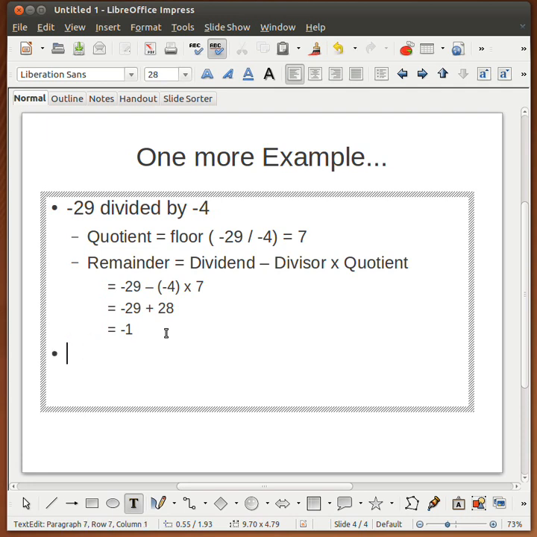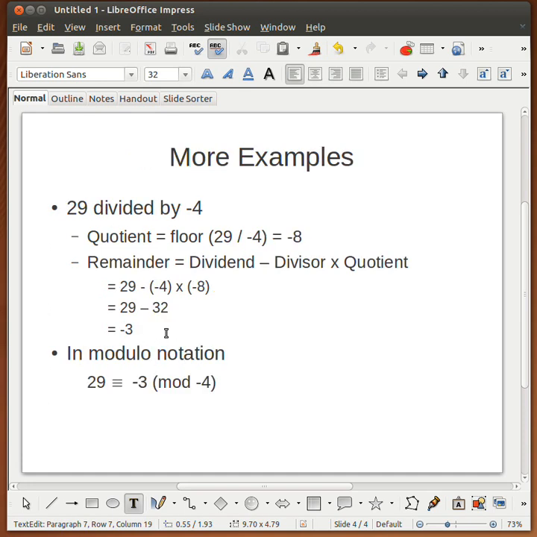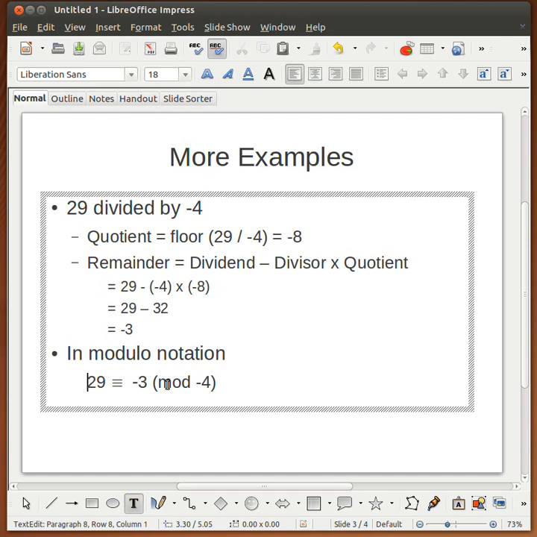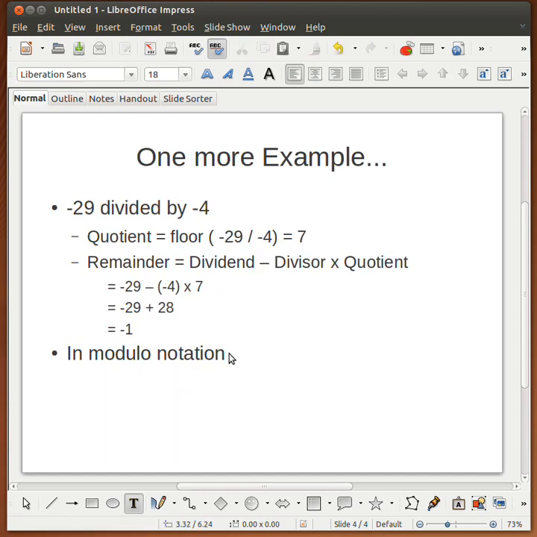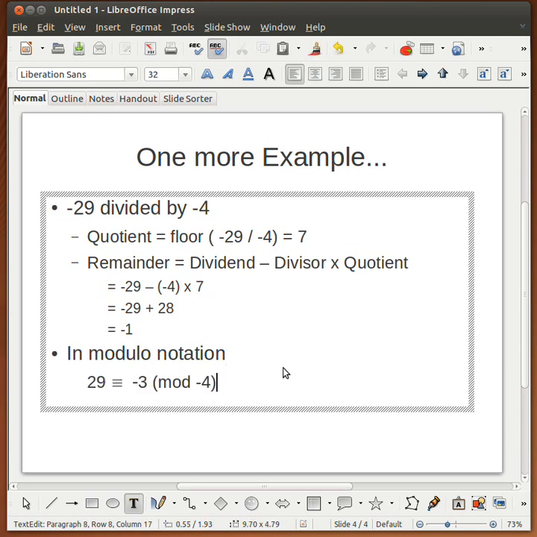Let's rewrite this in modulo notation. I will copy this there, and this will be -29, and that will be -4, and this will be -1. Okay, so this is how we arrive at the modulus in case either the dividend or the divisor or both are negative, using this division algorithm.